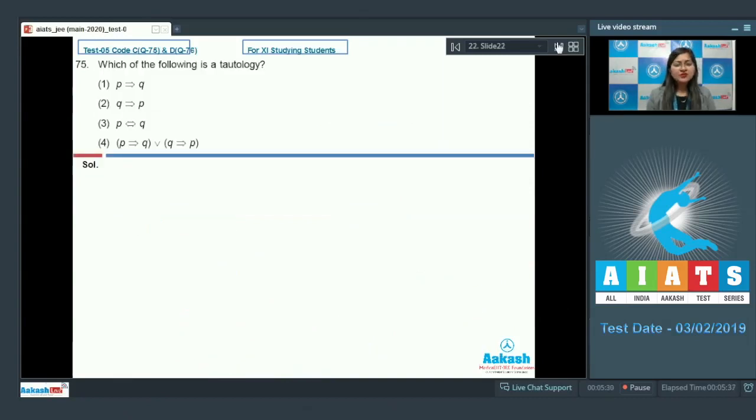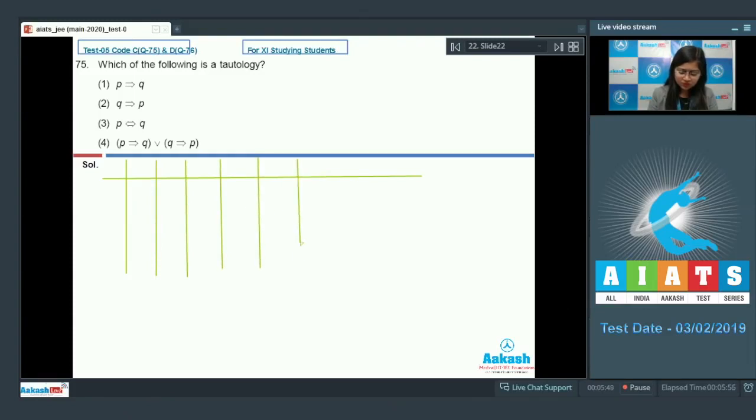Next is question number 75. Which of the following is a tautology? 4 options are given and we have to check all of the options one by one. Now let us firstly make the truth table. Let us say this is P and this is Q. Let us take the values as TT, TF, FT, FF.